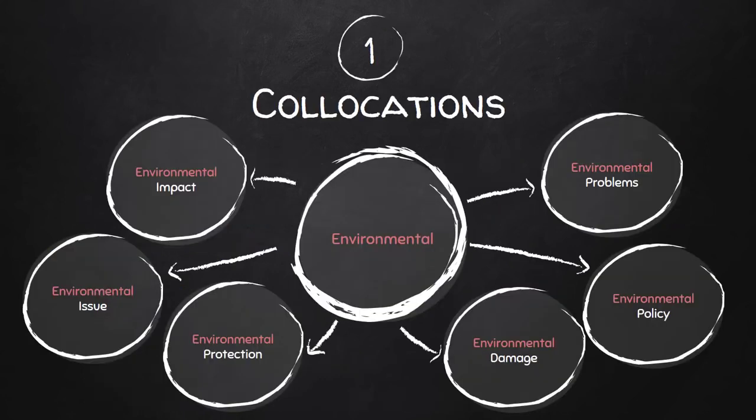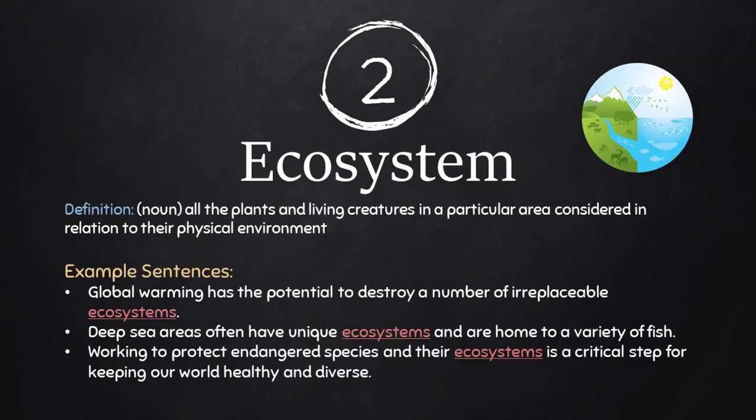Now let's take a look at some collocations. First, we have environmental problems on the top right, environmental policy, environmental damage, it's kind of close to environmental problems, environmental protection, environmental issues, and environmental impact. These are all very high-frequency collocations. This means these are words that often go together.